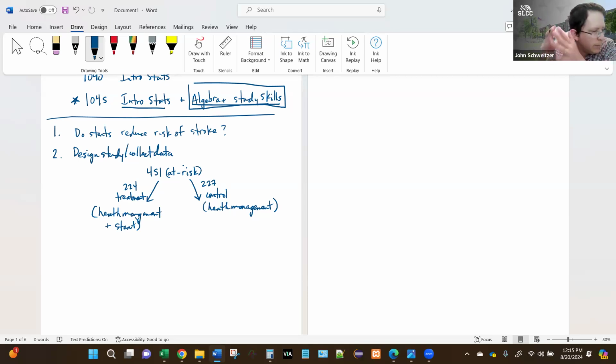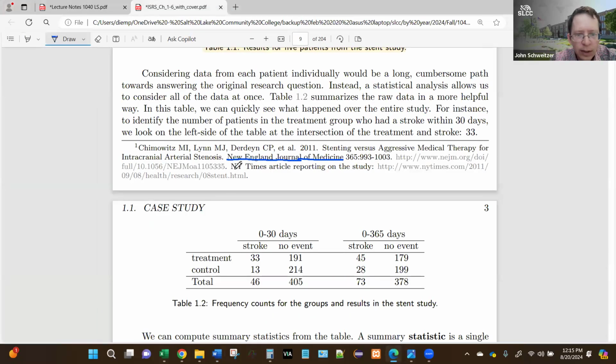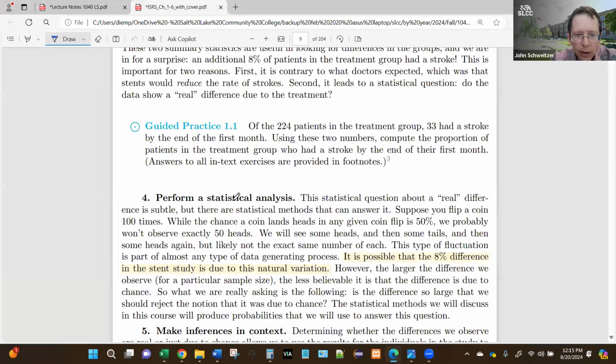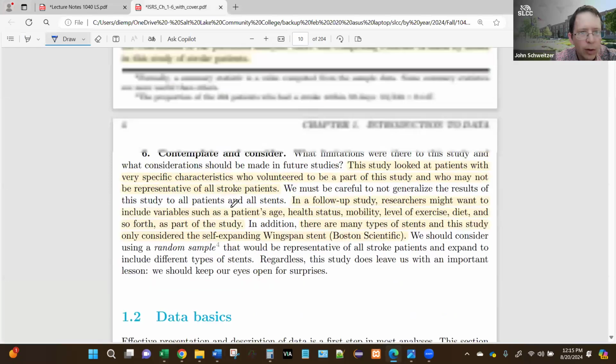Then they collected data for a year on these people. So what's the data? Well, did they have a stroke or not? That's our next step. We're going to describe the data. By the way, if you have any questions, just let me know. I'd love to answer any questions you're having here. So the data appear here in the book. Let's see, where did it go?